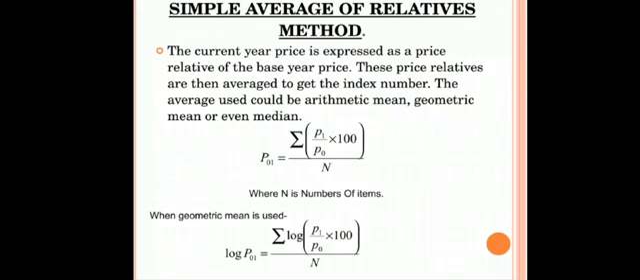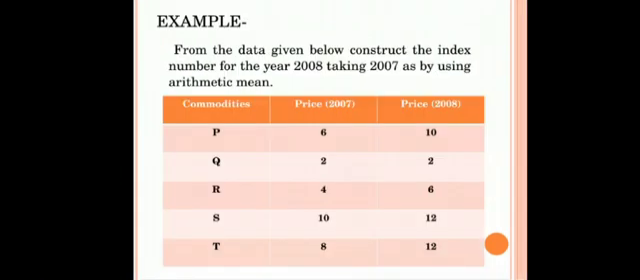Next is the simple average of relatives method. The current year price is expressed as a price relative of the base year price. The price relatives are then averaged to get the index number. The average used could be the arithmetic mean, geometric mean, or even the median, where n is the number of items. For the geometric mean, the formula is antilog of summation log of (P1 divided by P0 into 100) whole divided by n.